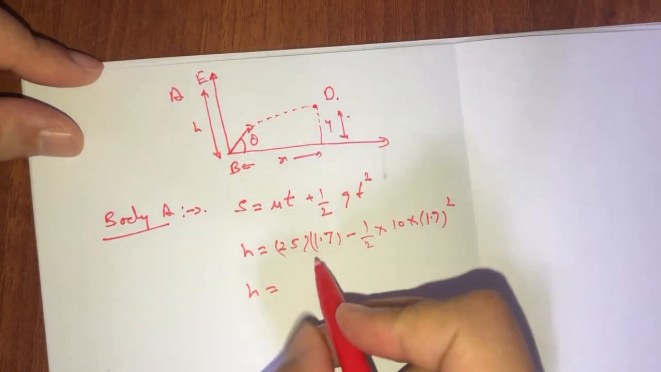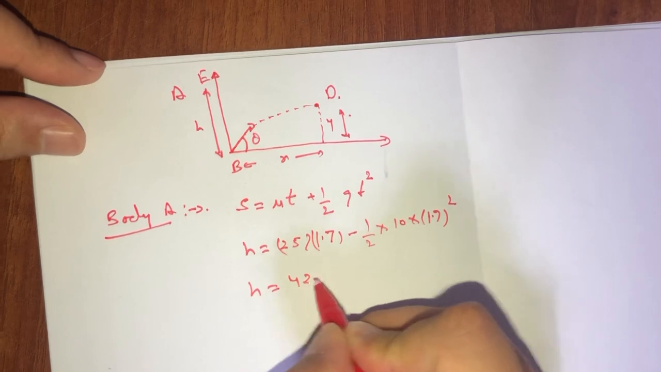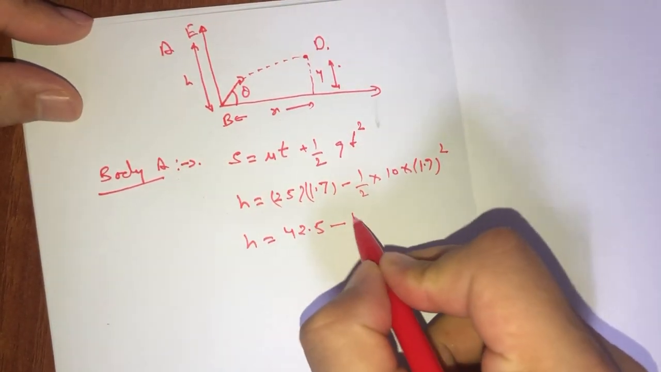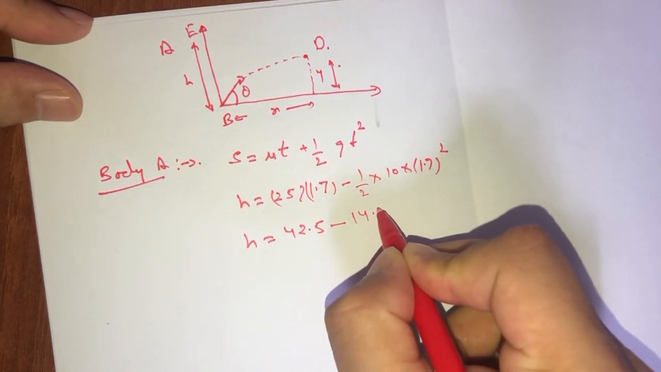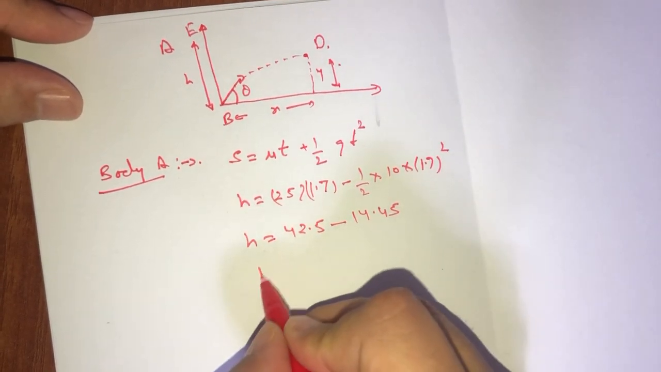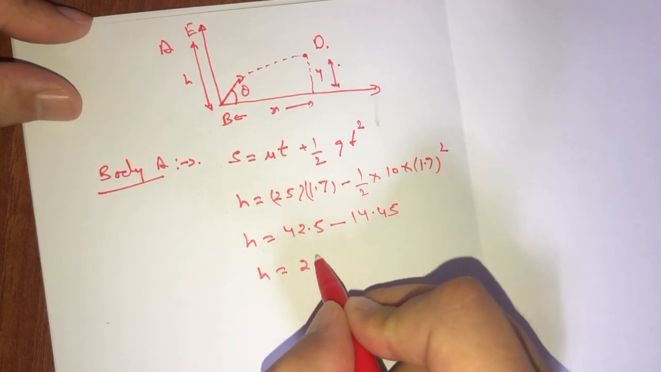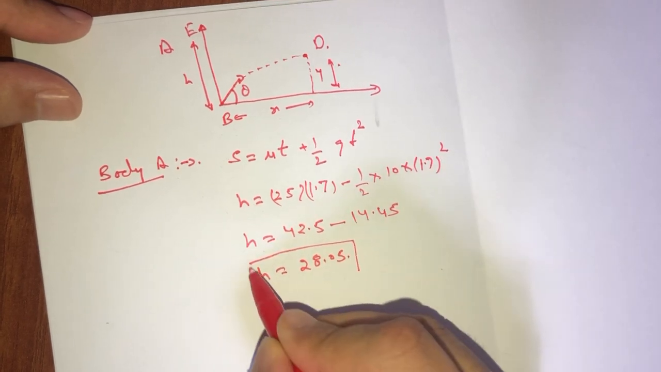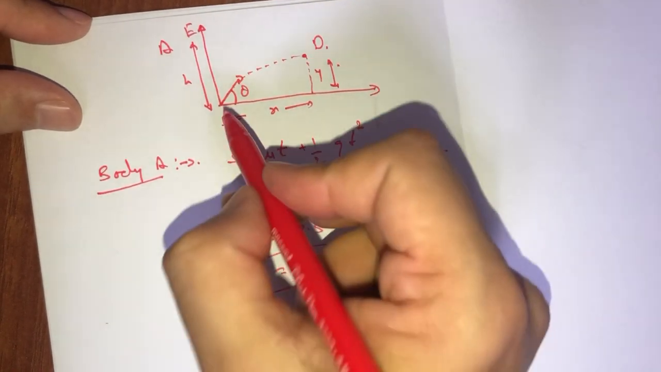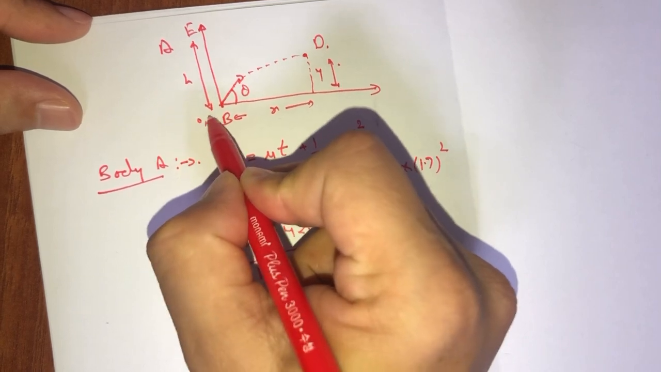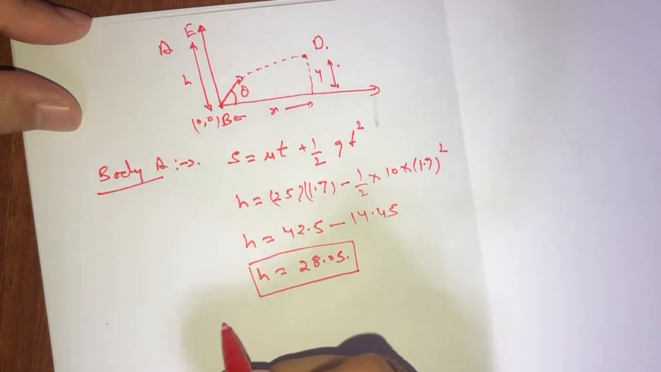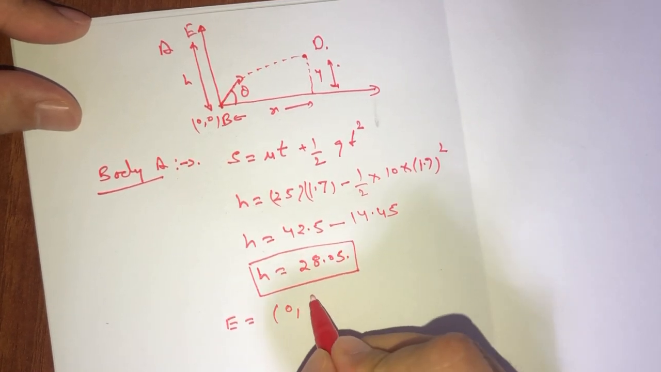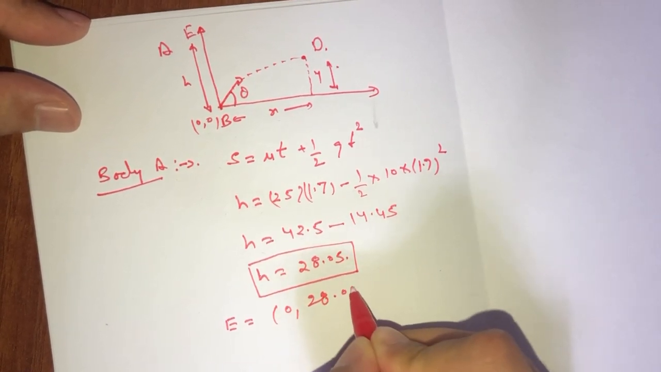So h will be equal to 42.5 minus 14.45, which will be equal to 28.05. So if you assume that this is the origin, then the coordinate of E will be given as 0, 28.05.